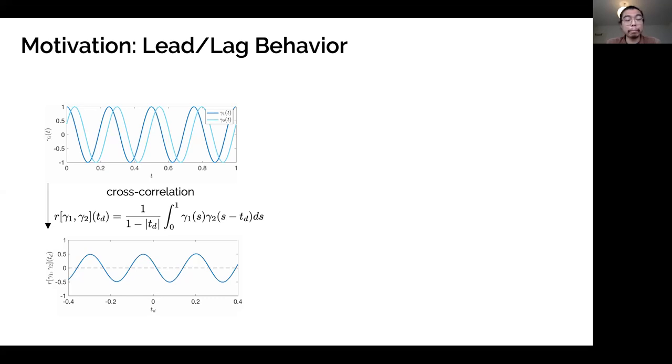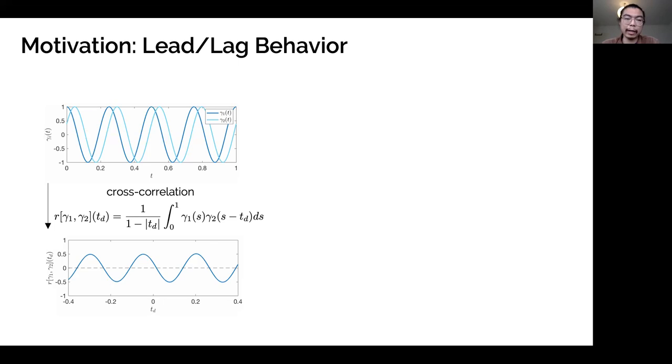And we can use this cross-correlation to detect this lead lag behavior. We can look at the peaks of this cross-correlation and use this as some sort of signature that some of this lead lag behavior is going on. And additionally, we can tell what the time delay is. But one of the limitations of the cross-correlation is that it's inherently parameterization dependent.